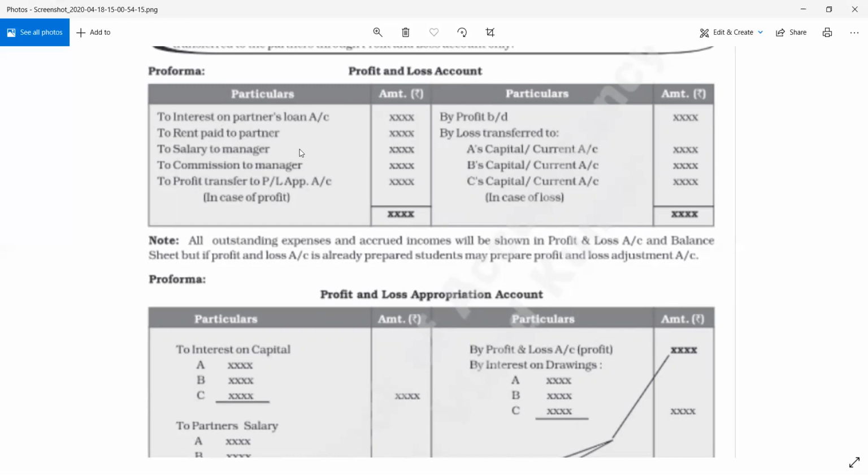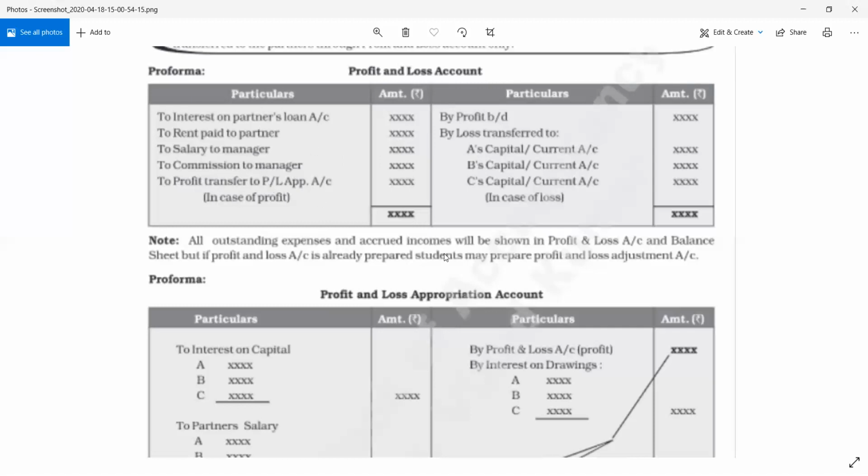Salary to manager, commission to manager, these are the outsiders. This type of items you may get, so you have to pay that. And ultimately you have to do the balancing. Now if the credit side is more, then the profit balance will go to the profit and loss appropriation account, profit transferred to the profit and loss appropriation account in case of profit.